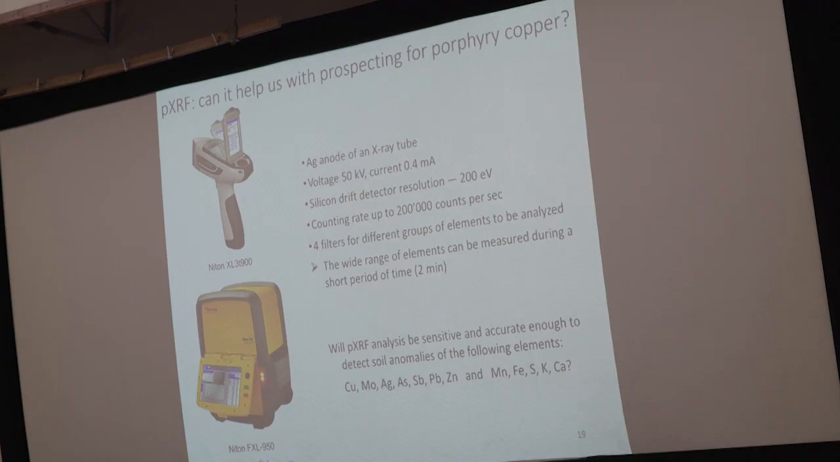Several years ago, we participated in the prospecting project in the Baimka area and got two analyzers. And the question was, given all this technical specification, will the spectrometers be sensitive and accurate enough to detect soil anomalies of the following elements? There are typical ore elements in the first group, and elements associated with alteration of rocks in the second group.